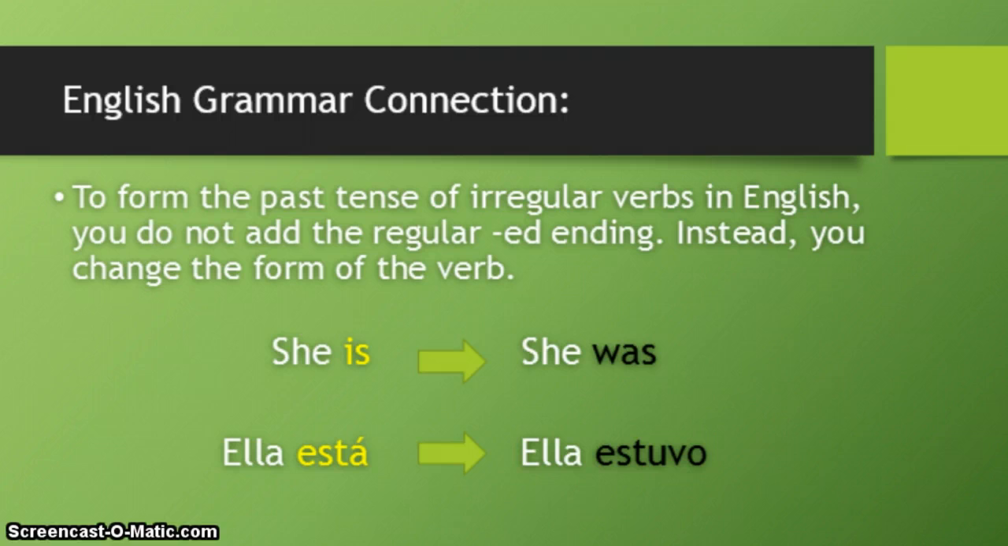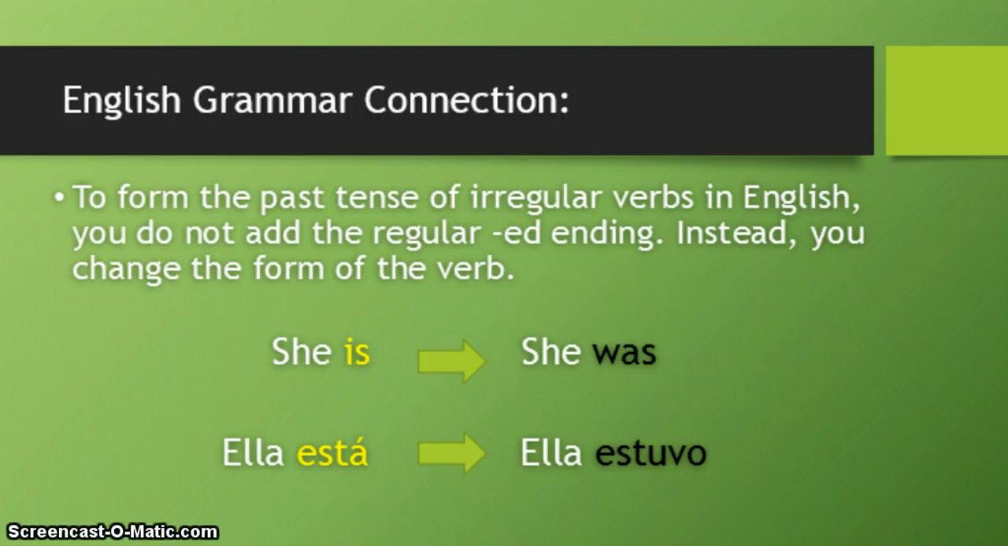All right, a little bit of English grammar connection. To form the past tense of irregular verbs in English, we do have some irregular ones in English, believe it or not. You're actually not going to form them by using the regular ed ending. For example, if I want to say, currently I water my plants, but if I'm talking about something I did yesterday or last week or last summer, I would have to say I watered. So I'd add that ed.